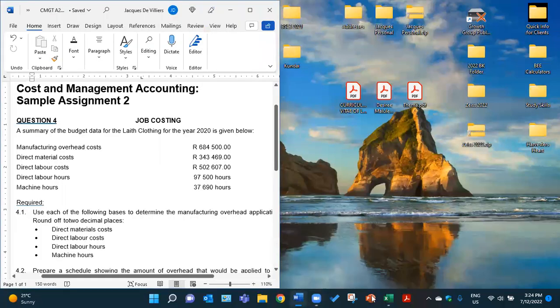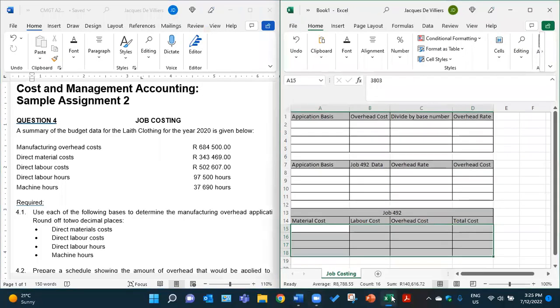And in this case, I'm going to put the question and the solution next to each other. It's just easier to do it in this case. So here's the cost and management accounting sample assignment 2, question for job costing. It says a summary of the budget data for Leith Clothing for the year 2020 is given below. So this is what they budget.